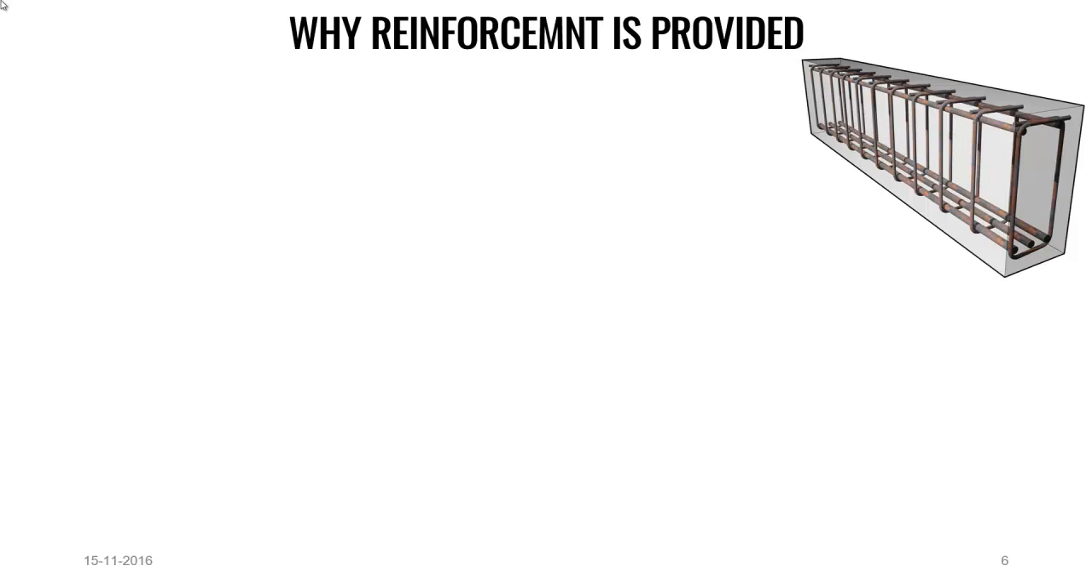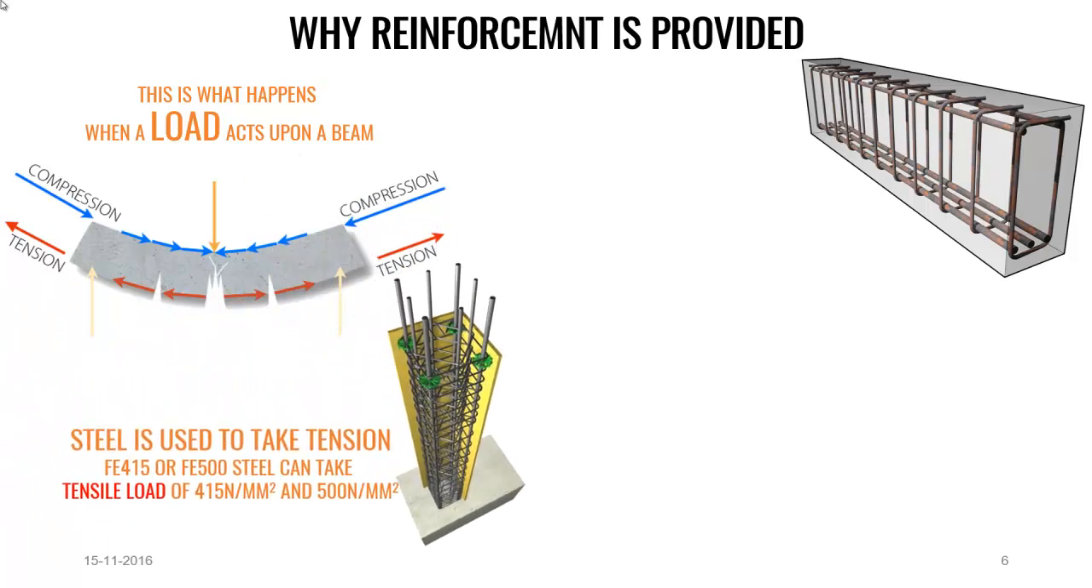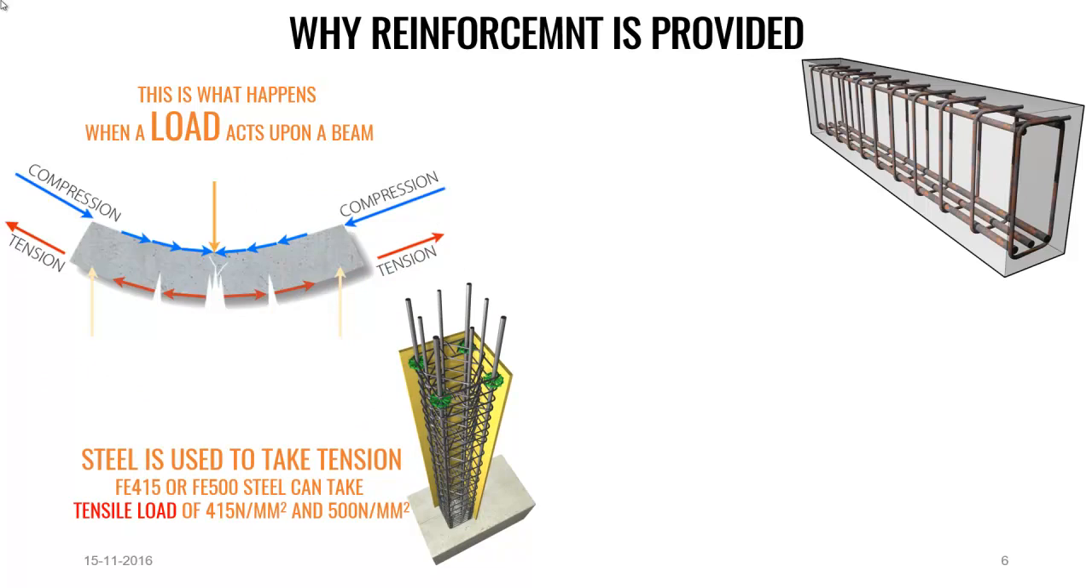To understand this, I have come up with an example. When a load is applied to this concrete beam, two forces are generated. One is compression, another one is tension. Concrete is very good at taking compression and it is very weak in tension. It can even break in tension. So, in order to take tension due to the given load, we use steel. So, steel is used to take tension in the member.